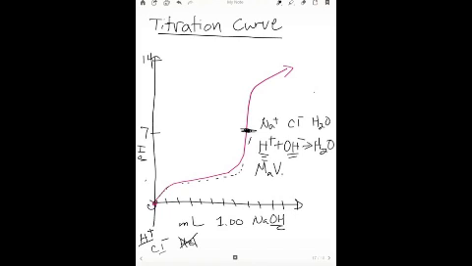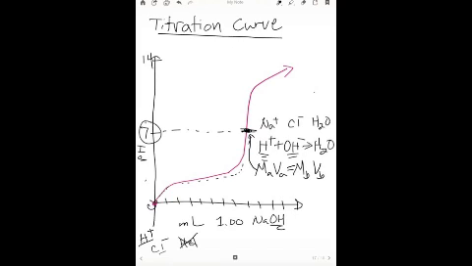So at the end point, moles of hydrochloric acid that was in the initial solution equals the amount of moles of sodium hydroxide that was added once we reach the end point. So that can be shown through the equation molarity of our acid times the volume of our acid equals the molarity of our base times the volume of our base.